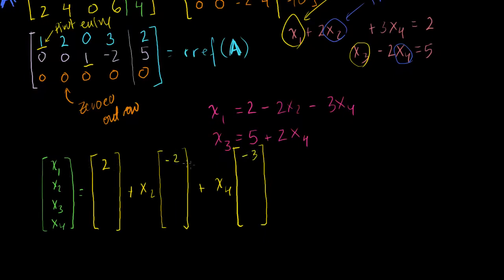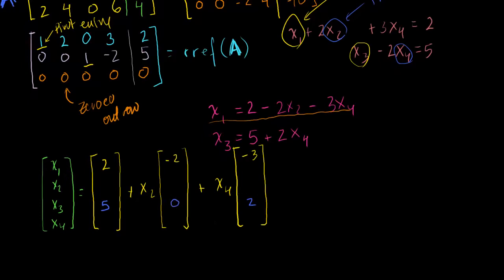These first entries of these vectors just literally represent that equation right there. x1 is equal to 2 plus x2 times minus 2 plus x4 times minus 3. Now, what does x3 equal? x3 is equal to 5, put that 5 right there, plus x4 times 2. x2 doesn't apply to it, so we can just put a 0. 0 times x2 plus 2 times x4.